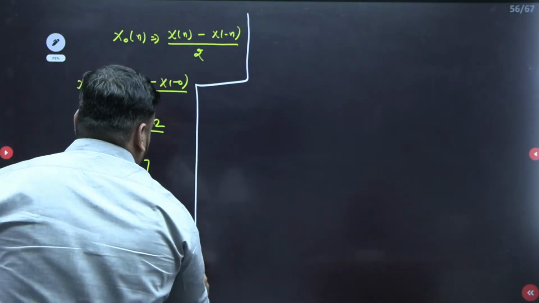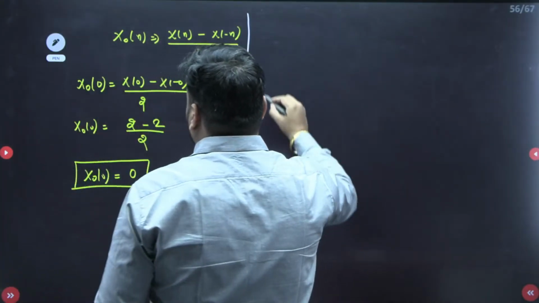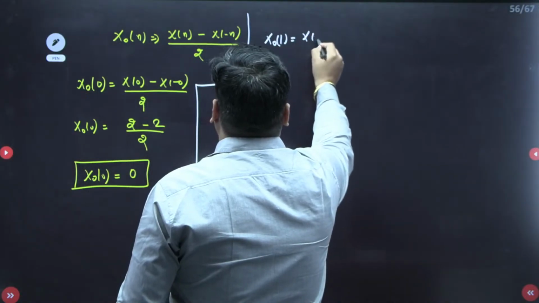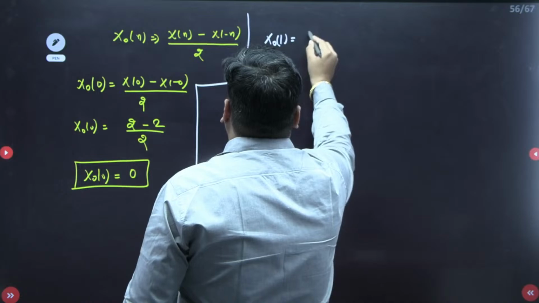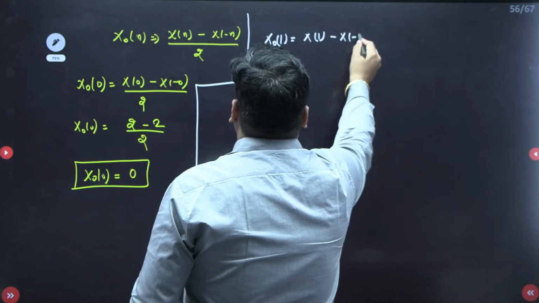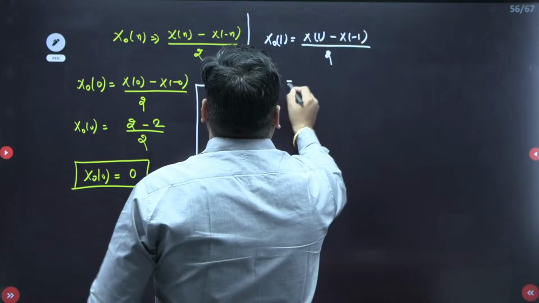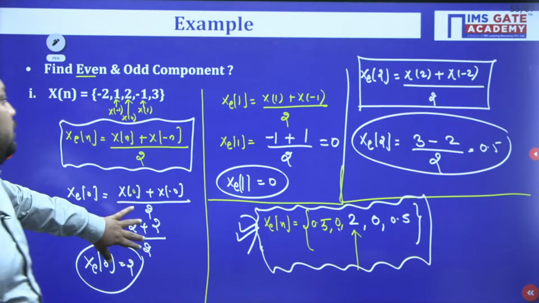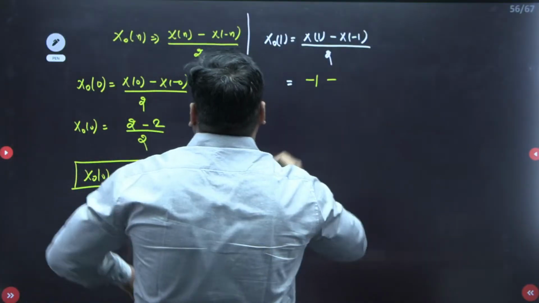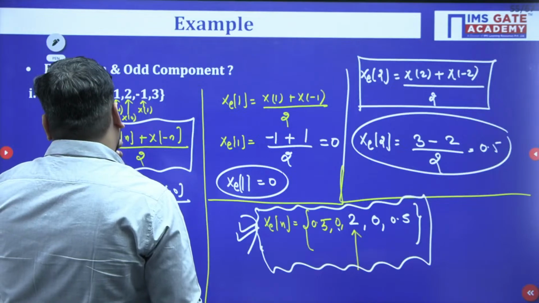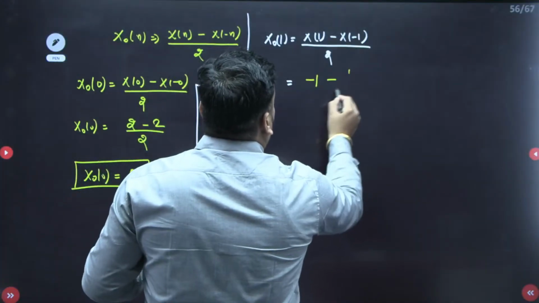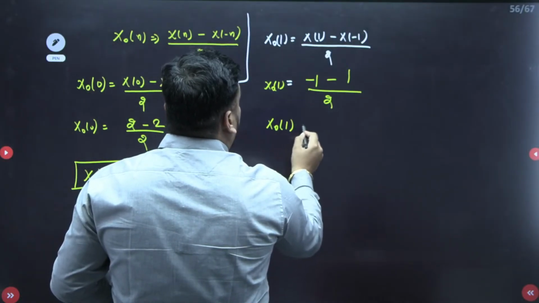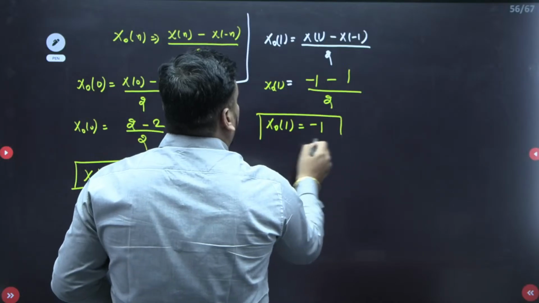Similarly, if I talk about the next part, the x odd part of 1, then it will be x[1] minus x[-1] upon 2. So what is x[1] value? Your x[1] value is nothing but minus 1, minus what is x[-1] value? x[-1] value is plus 1, upon 2. So x odd part of 1 will be minus 2 upon 2, so minus 1.